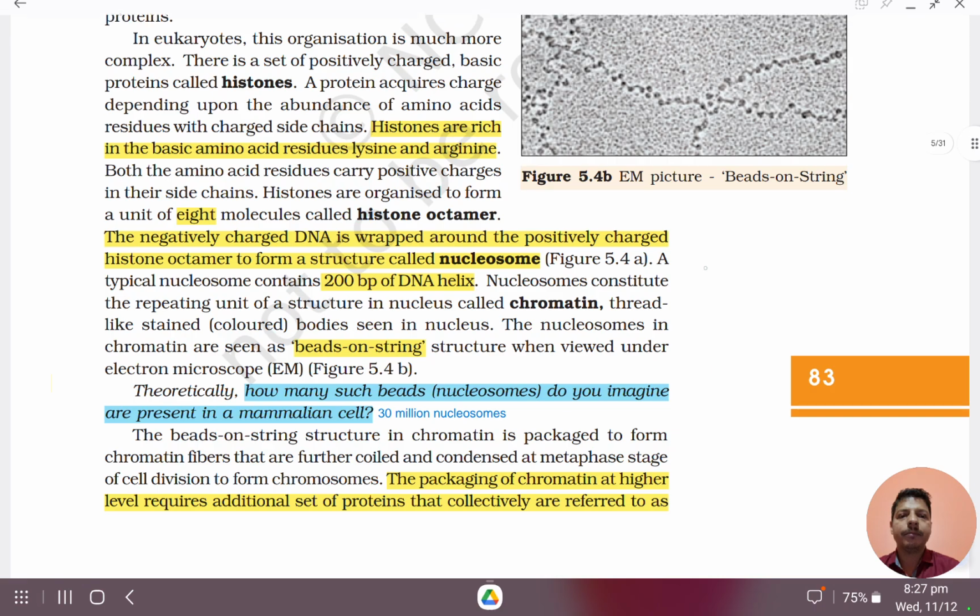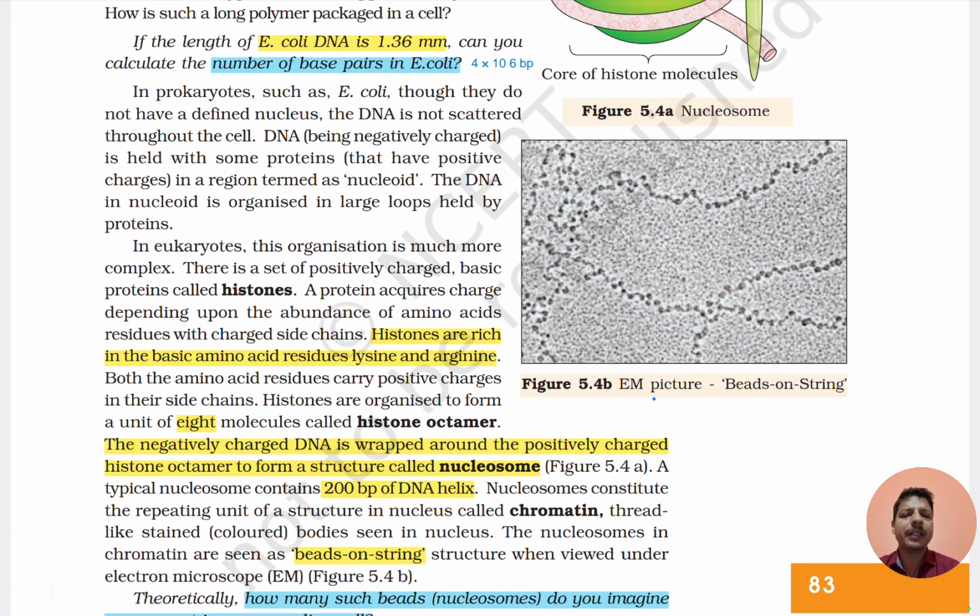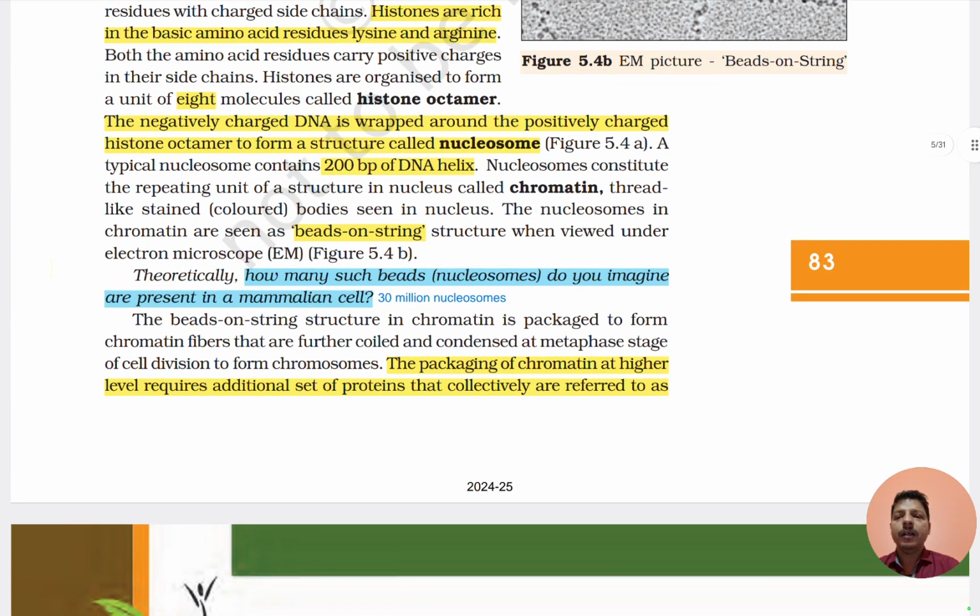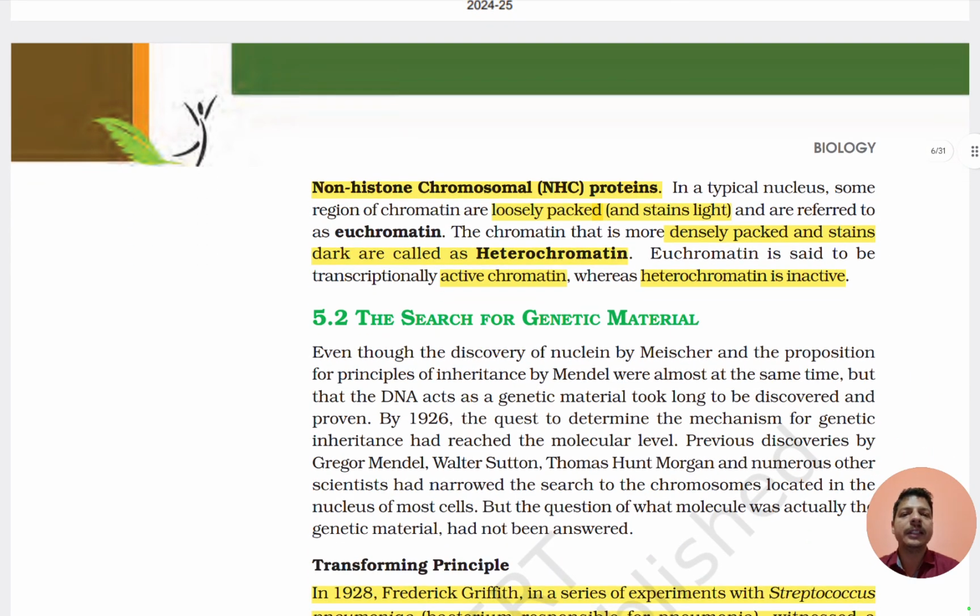Beads on string. It's the electron microscope picture where the beads on a string can be seen. Theoretically, how many such beads do you imagine are present in a mammalian cell? It will be approximately 30 million nucleosomes. Then the packaging of chromatin at a higher level requires an additional set of proteins, collectively referred to as non-histone chromosomal proteins, NHC. In a typical nucleus, some regions of chromatin are loosely packed, called euchromatin, and some are densely packed and stain dark, called heterochromatin.